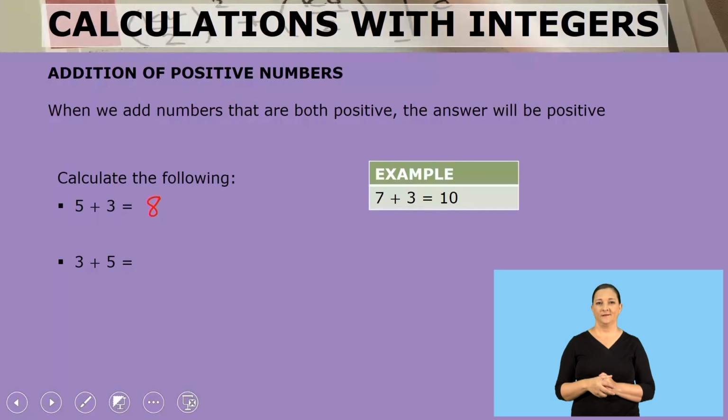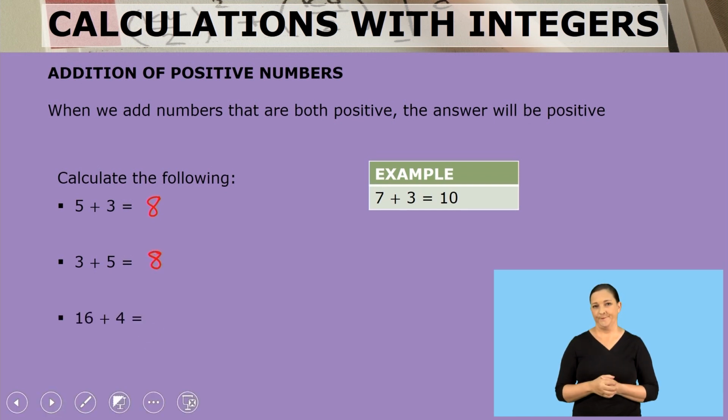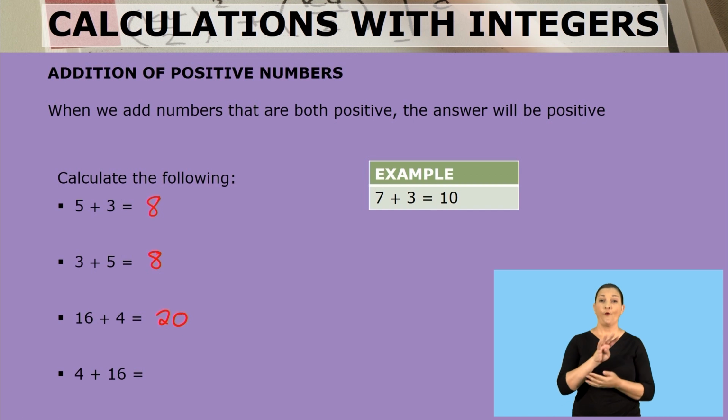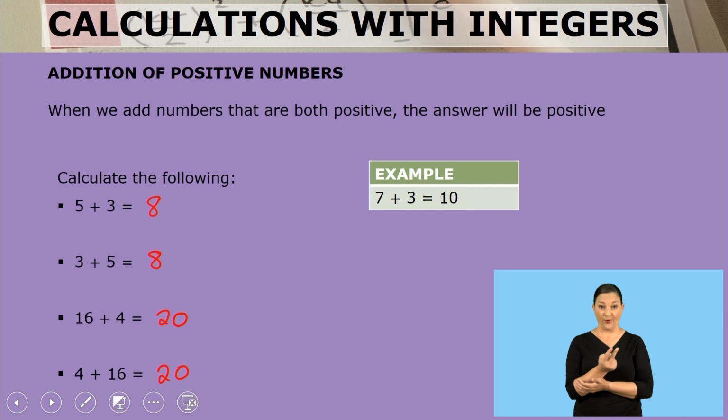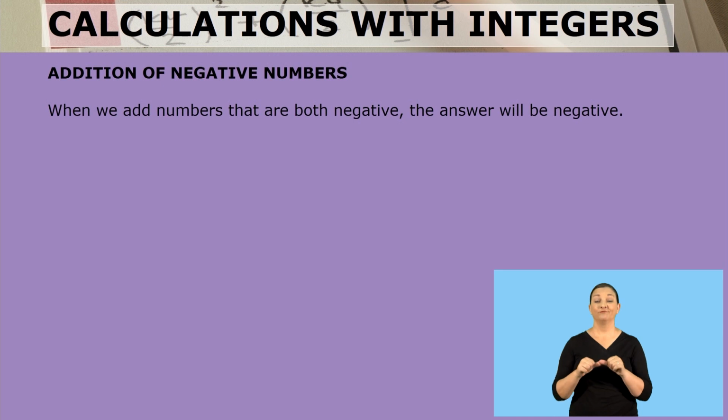And this of course does not matter if we swap them around, because remember, addition is commutative. So 3 plus 5, because they are both positive, our answer is still going to be a positive 8. Then we have 16 plus 4. The 16 is positive, the 4 is positive, our answer is going to be a positive 20. And then we have a positive 4 plus a positive 16, our answer is still going to be a positive 20.